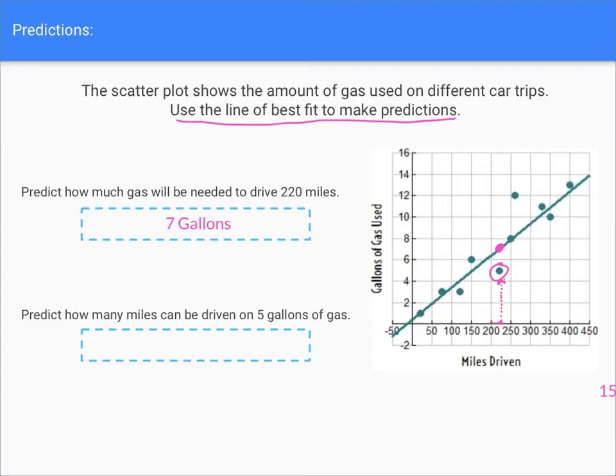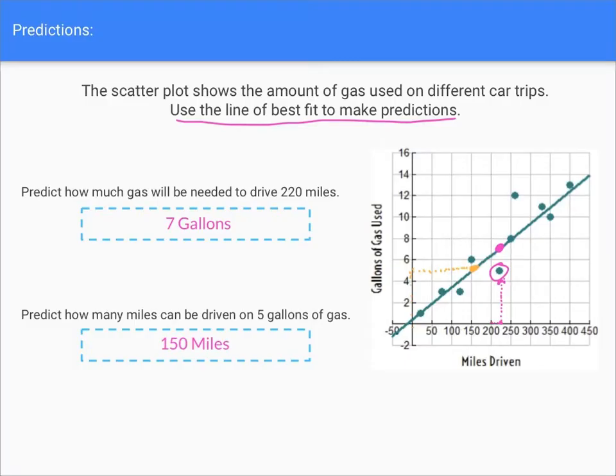The next question says, predict how many miles can be driven on 5 gallons of gas. So again, we're going to go up to our 5 gallons on our y-axis here. We're going to go across, and again, we're not going to stop when we see any dots. We're going to stop when we hit the line of best fit, and the line of best fit is around 150 miles. So that's going to be our answer for that one. So again, we're going to use the line of best fit to make predictions, not based on whatever dot we happen to see.